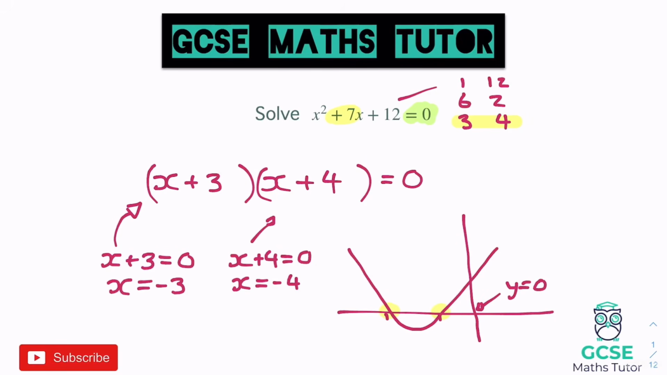If I label that on the graph here, we've got minus 3 and we've got minus 4, and that's how I knew what the graph would look like.